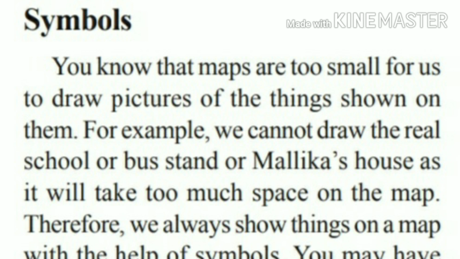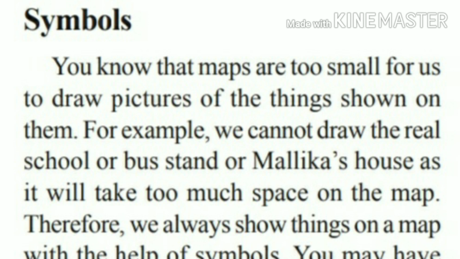It will take too much space on the map. Therefore, we always show things on a map with the help of symbols. You may have noticed that in the district map, villages and towns are shown with dots and circles. Map makers prepared symbols appropriate to their needs. But some common symbols are called conventional symbols. Common symbols on the map are called conventional symbols and are also used.